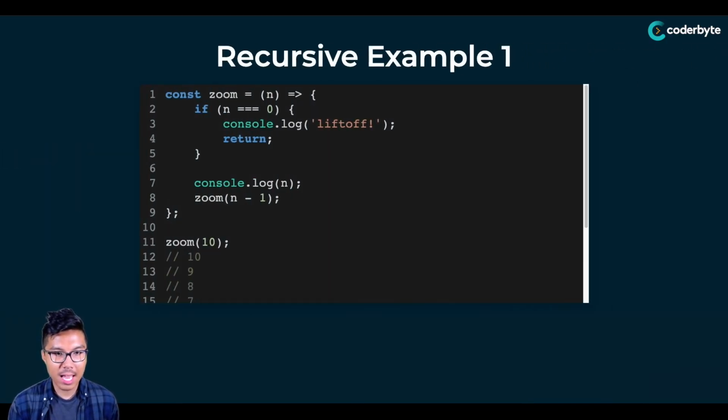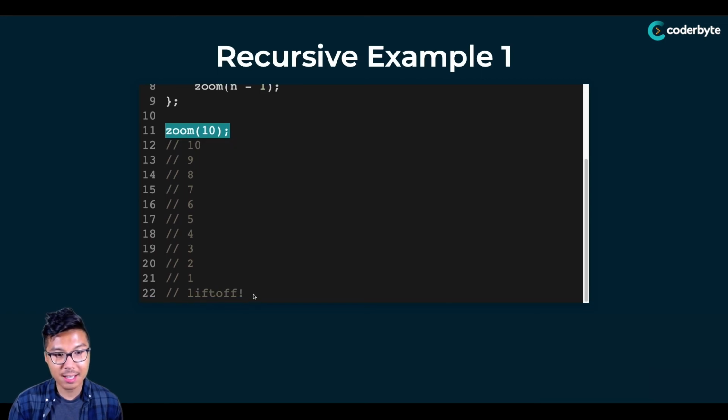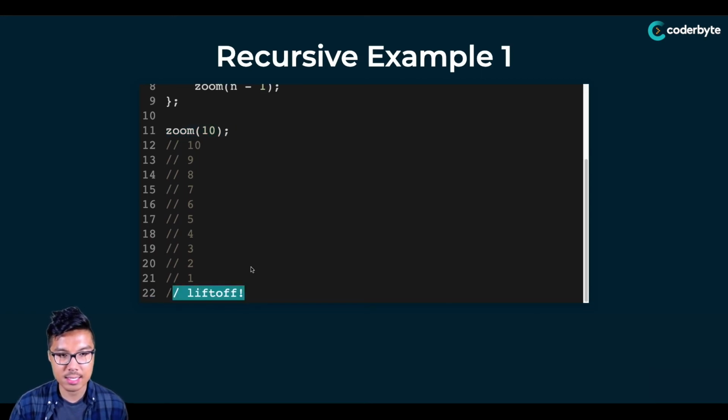So taking a look at an easy little recursive function over here, it's a very toy function where we take in some input number, and our recursive call is going to call the same function on one less than that number. In other words, if someone were to call our zoom function with an initial argument of 10, it would just console.log all numbers from 10 down to 1 and then finally lift off once that number really hits 0.